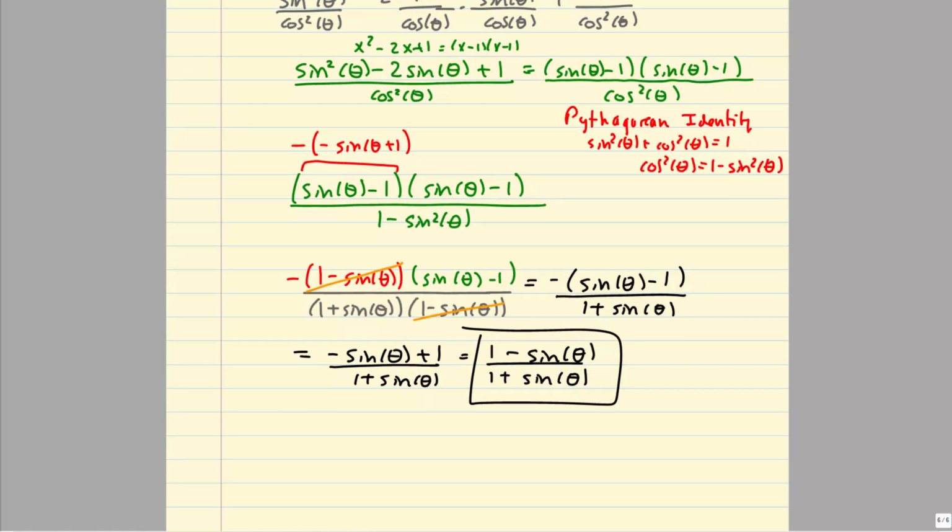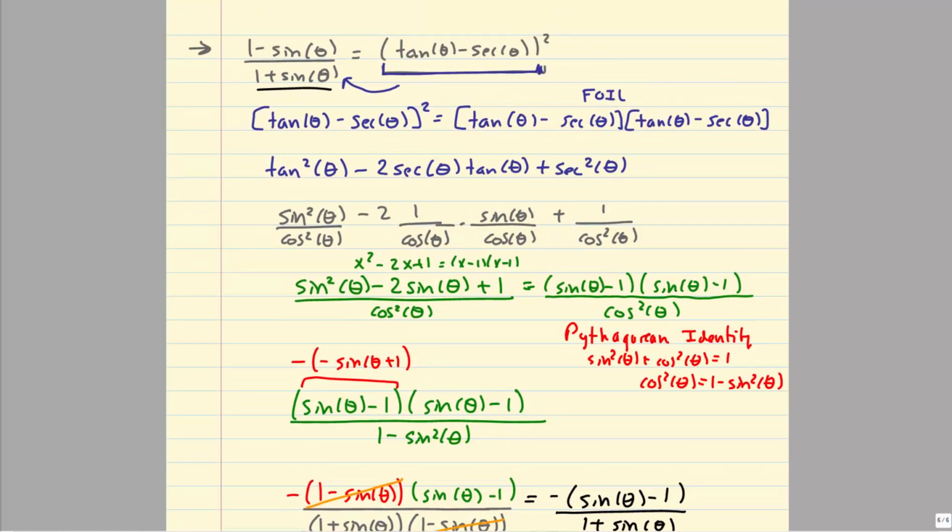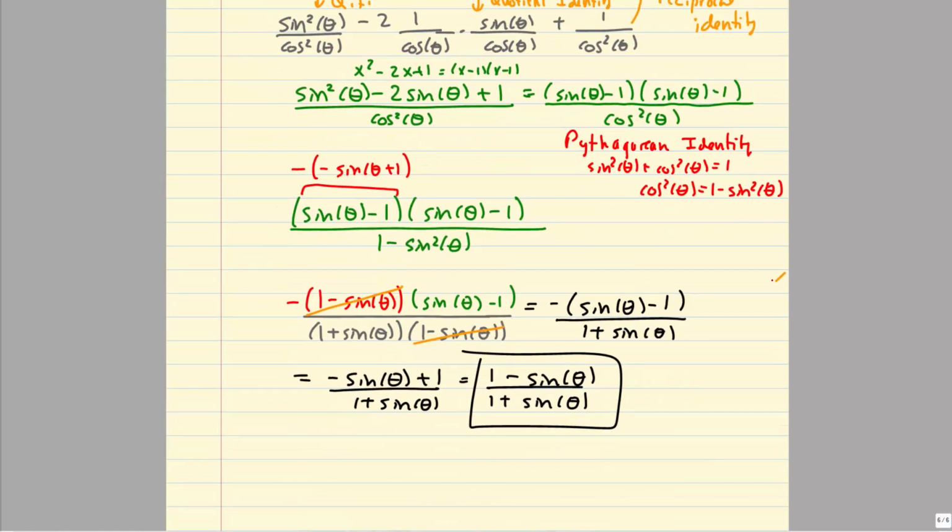So I think I showed my Pythagorean identity, I showed my factoring. I guess the only thing I didn't do was justify this step, and I should go back and do that. This secant squared is 1 over cosine squared. That would be a reciprocal identity. And secant is 1 over cosine, a reciprocal identity. Tangent is sine over cosine, my quotient identity. And this is your quotient identity as well. QI, quotient identity. So these are long, but they're kind of fun.